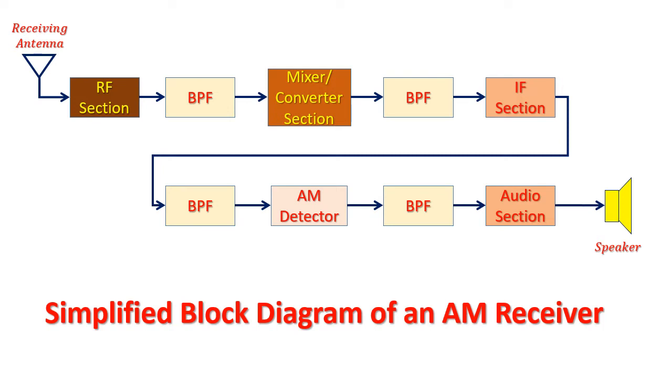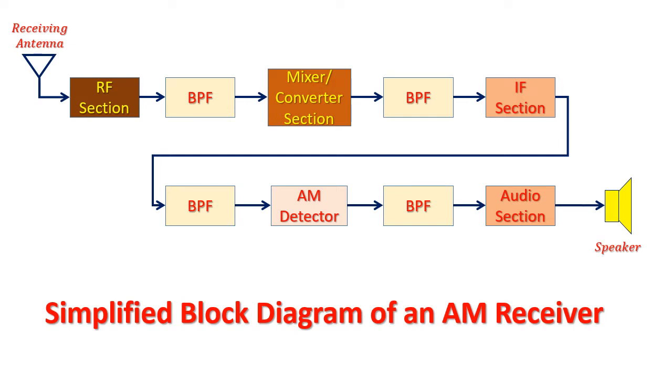This is a simplified block diagram of an AM receiver. First, we have the RF section. This is the front end of the receiver. Its job is to detect, band limit, and amplify the received RF signal from the antenna. It will then pass through a bandpass filter and then to the mixer or converter section. The mixer or converter section downconverts the received high radio frequencies to lower intermediate frequencies.